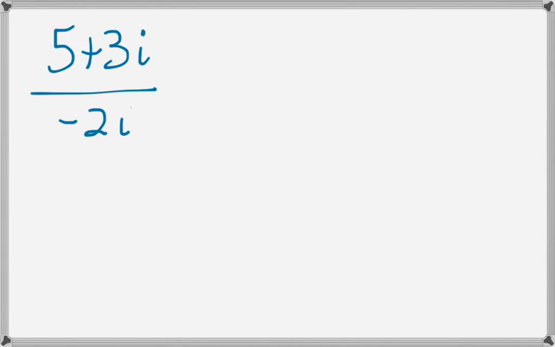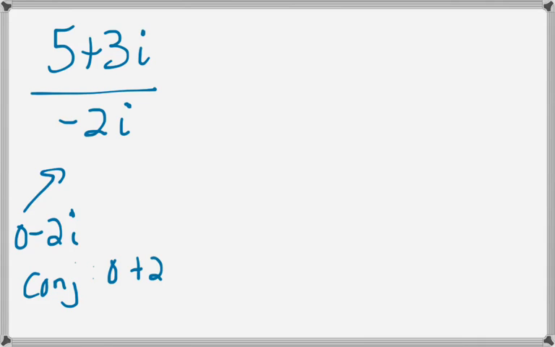Sometimes the real part of your denominator is 0, and that's okay. You can still do the same thing. So here our denominator is negative 2i. We can kind of think of that as 0 minus 2i if you like. And then we can see that the real part is 0. The imaginary part is negative 2. So the complex conjugate of that would be 0 plus 2i, or just 2i. So we'll want to multiply this by 2i over 2i.